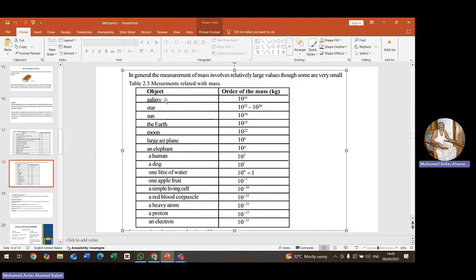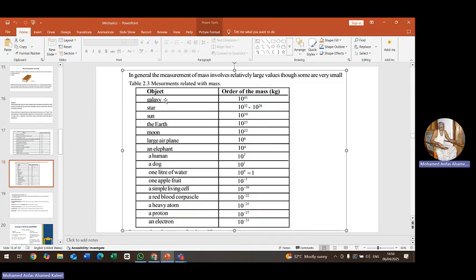Our galaxy is called the Milky Way. The Sun is one of the stars in the Milky Way. Galaxies have many shapes, like spiral shapes, elliptical shapes, or other irregular shapes. On average, the mass of one galaxy is 10 to the power 41 kg.